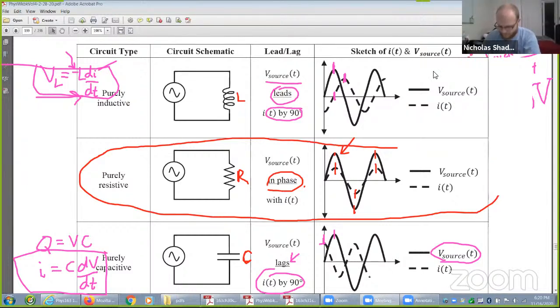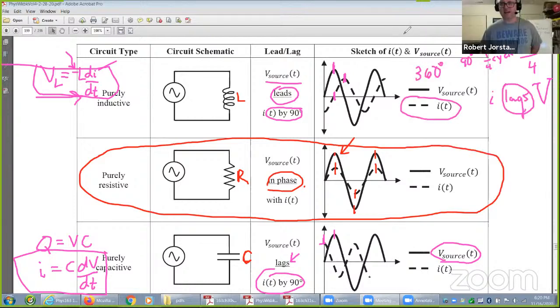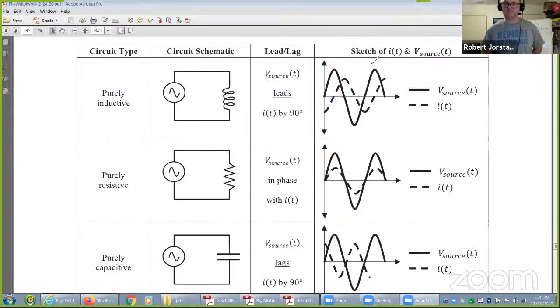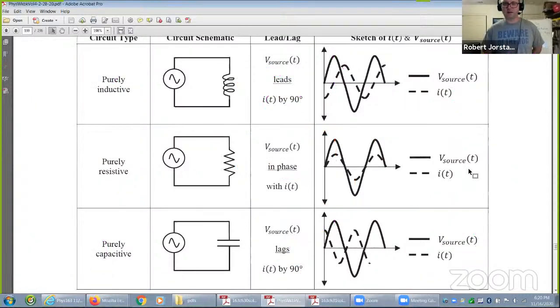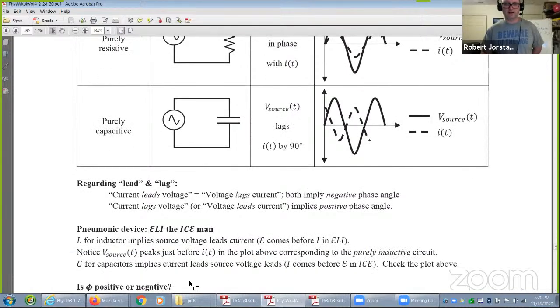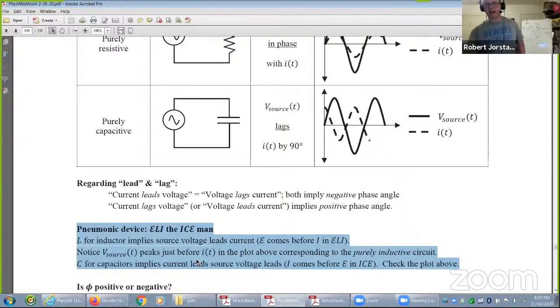Great. Well, Tom, Eli the Iceman is a convenient mnemonic device which will help us. And so let's get to that. So this is very difficult to remember. So what we say right down here is what Tom was just talking about. So you could say Eli the Ice Woman. You could say Eli the Ice Organism. You could say Eli the Ice Jorstad. You could do whatever you want with Eli and Ice. I don't care, but look at how cool this is.